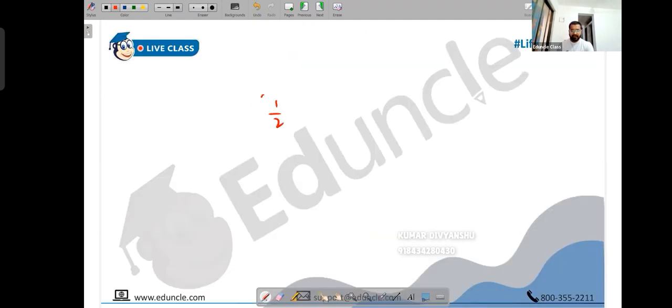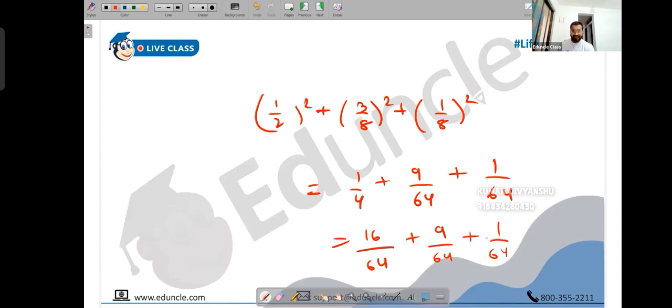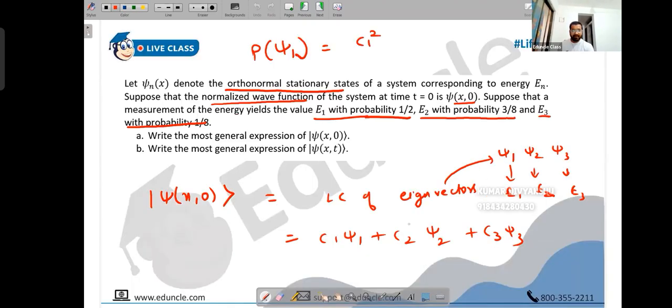So 1 by 2 square plus 3 by 8 square plus 1 by 8 square. It should be 1. So 1 by 4 plus 9 by 64 plus 1 by 64. I need 64, so multiply and divide by 16. So 16 upon 64 plus 9 upon 64 plus 1 upon 64. Am I doing this correctly? Yes, but it's not normalized. It won't be 1. It cannot be normalized, so it's wrongly written.